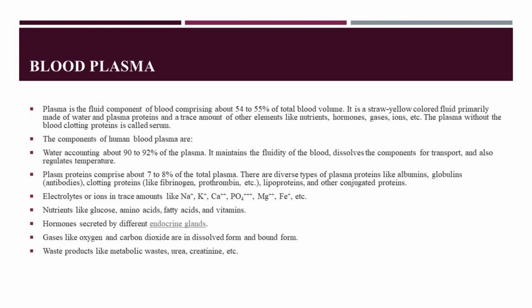Electrolytes or ions in trace amounts like Na+, K+, Ca++, PO4+++, Mg++, Fe+, etc. Nutrients like glucose, amino acids, fatty acids, and vitamins. Hormones secreted by different endocrine glands. Gases like oxygen and carbon dioxide, in dissolved form and bound form. Waste products like metabolic wastes, urea, creatinine, etc.